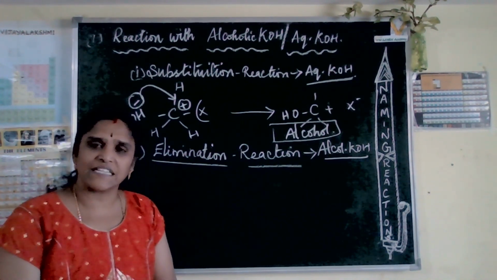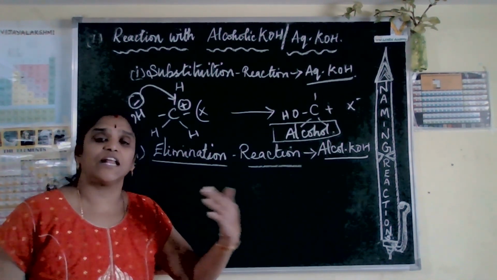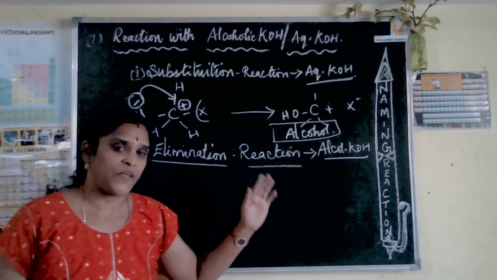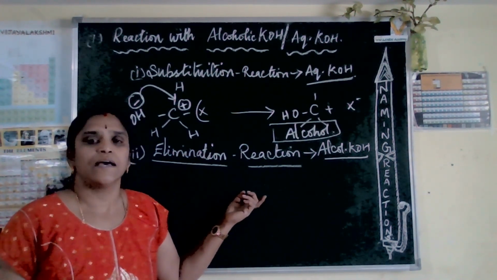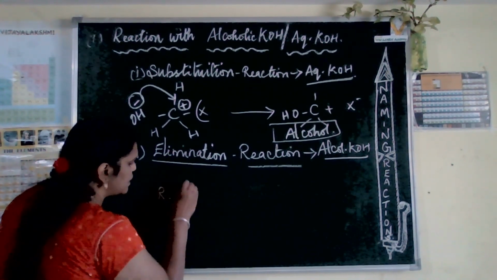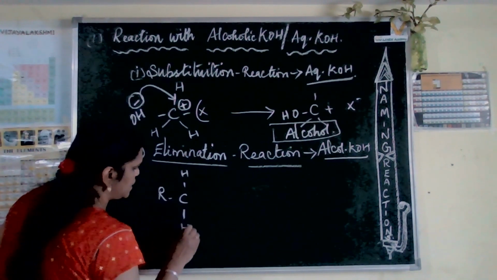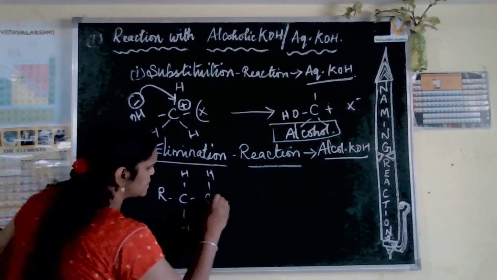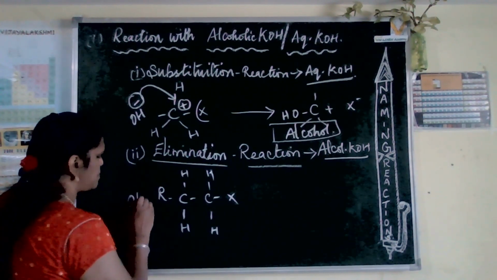So what is the mechanism for the elimination reaction? Removal of hydrogen and halogen, that is dehydrohalogenation. Already I mentioned, it is an elimination reaction. Come on, let us go for that. Now, R carbon connected with two hydrogens here, and here hydrogen, here halogen.